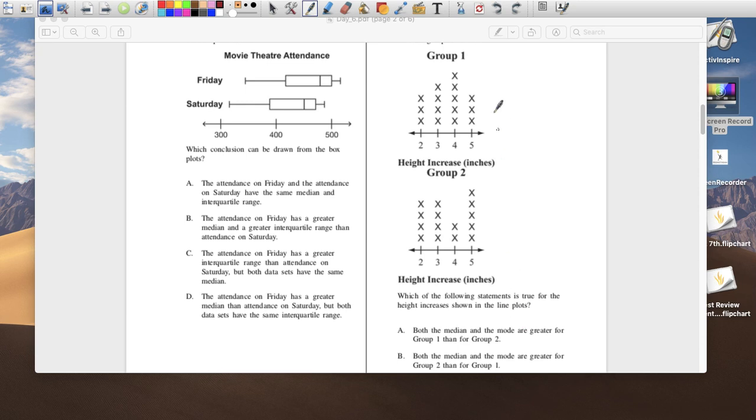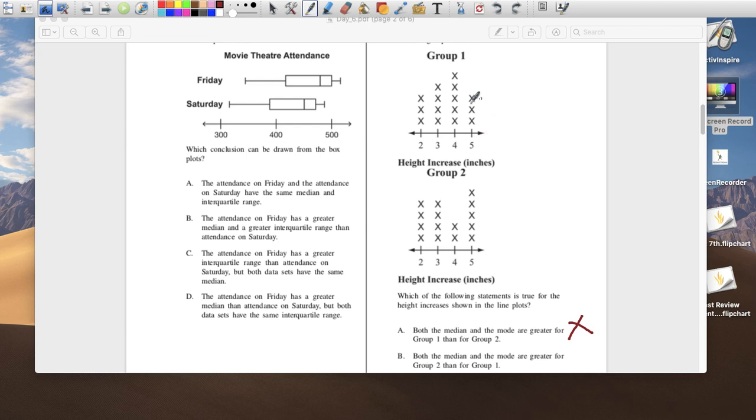So the mode for group 1 is 4, right? Because that showed up the most. And the mode for group 2 is 5. So we already can eliminate this because group 2's mode was higher than group 1's. So that's gone. Both the median and the mode are greater for group 2 than group 1. Well, that's true for the mode, right? The mode here in group 2 is 5, which is greater than 4 over here.